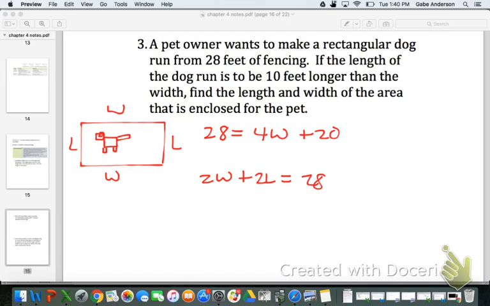Okay, I just didn't know what a system was. It's like what we said at the start: two equations, two variables. Okay. So Hunter, can you just do L plus W equals 28 because that's the area?